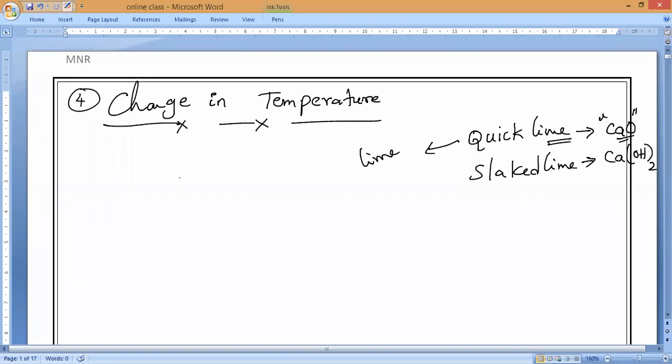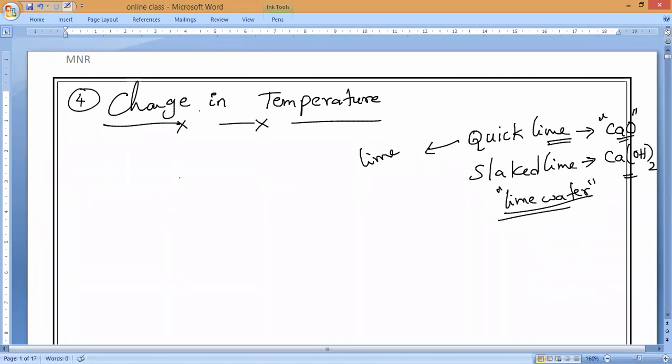Next, slake-lime we used to call calcium hydroxide, or else lime water. Have you remembered, yesterday we studied lime water? Yes or no? Yes, sir. So lime water we used to call slake-lime. These are the things you have to remember.